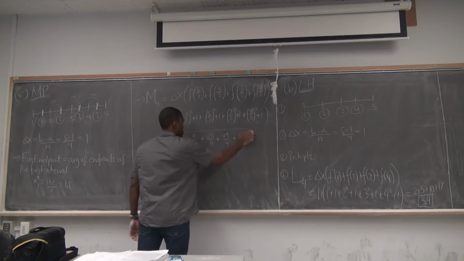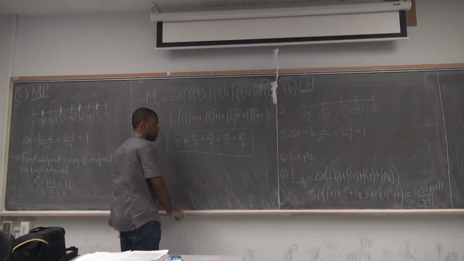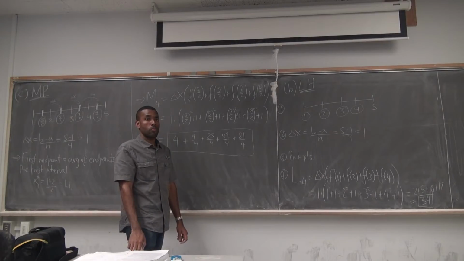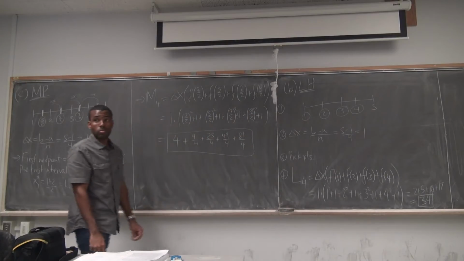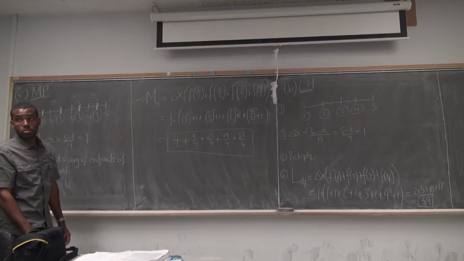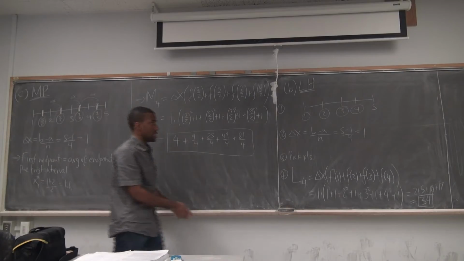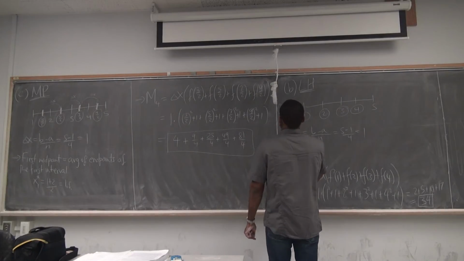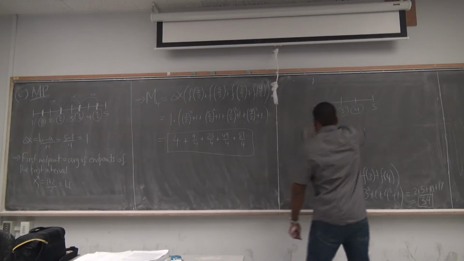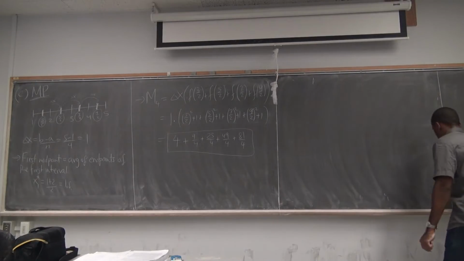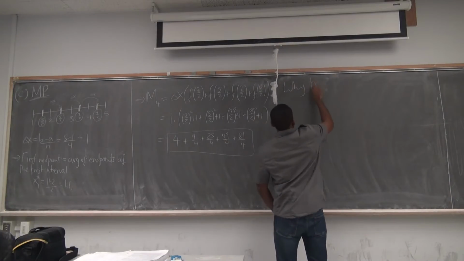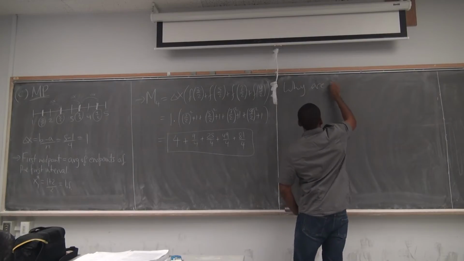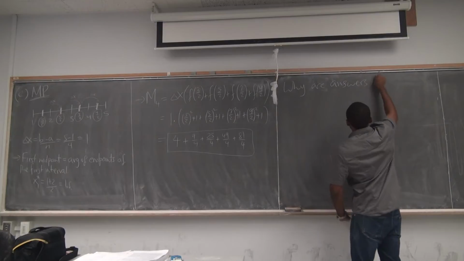And I didn't answer that. Yes. Since we're doing it the same area, the same part of the function, why don't we get the same answer? That's a good question. Why didn't we get the same answer? Why are the answers different?